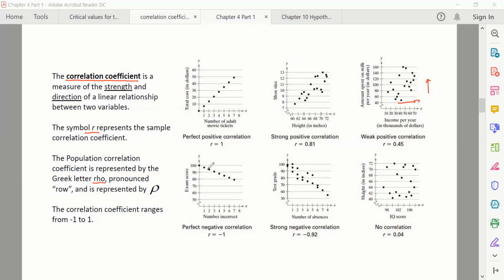A perfect negative correlation has a correlation of -1. A strong negative will be close to -1, like -0.92. And then this one's just a mess, so it's got no correlation, meaning close to 0. So if it's got no correlation, it's going to be close to 0, either positive or negative. We're going to be using StatCrunch to calculate this because it's a big, ugly formula.